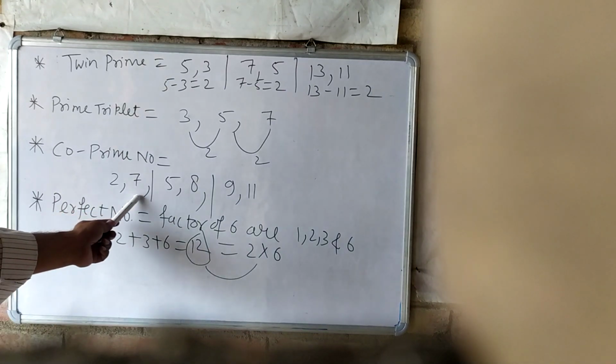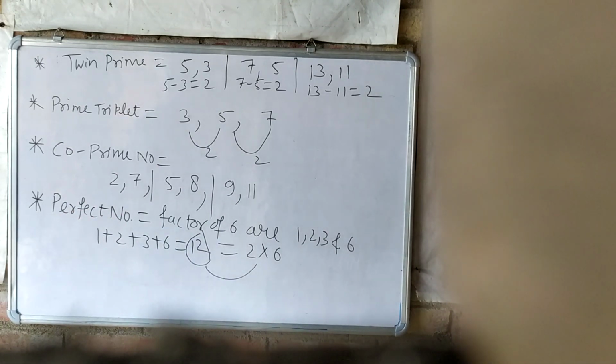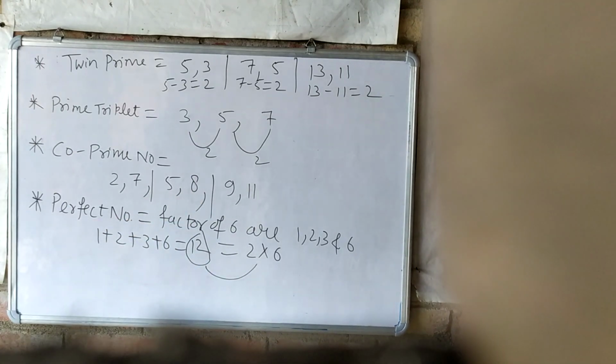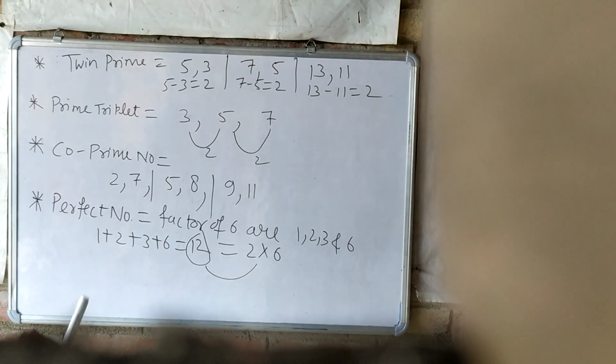Understand? Like 2 and 7, both are prime number, but what happened? They both have only one common factor, 1. Here 5 and 8. 5 is a prime, but 8 is not a prime number. But we can include this also. That doesn't mean that 8 is not a prime number, so it cannot be a co-prime. It can be a co-prime. We just have to see that there is only one common factor, that is 1.